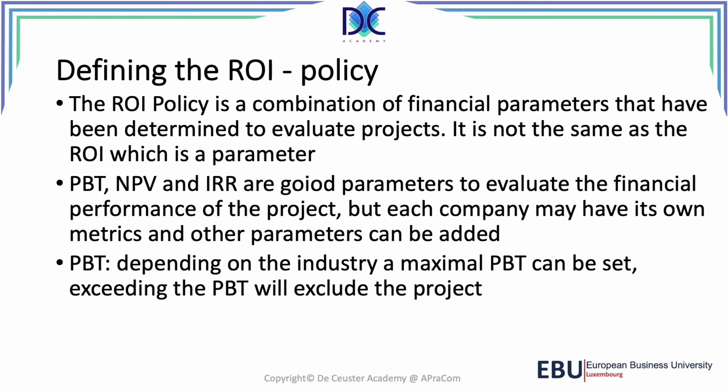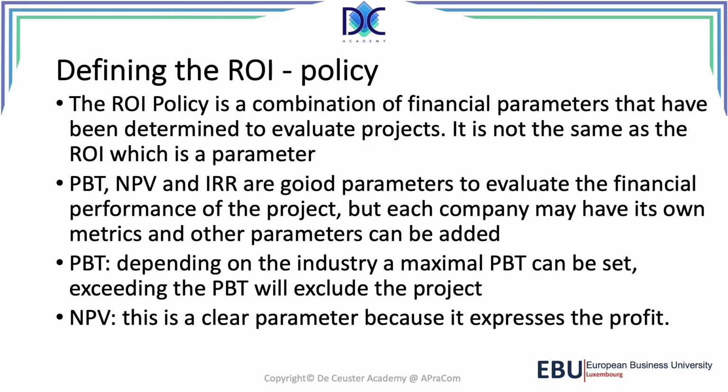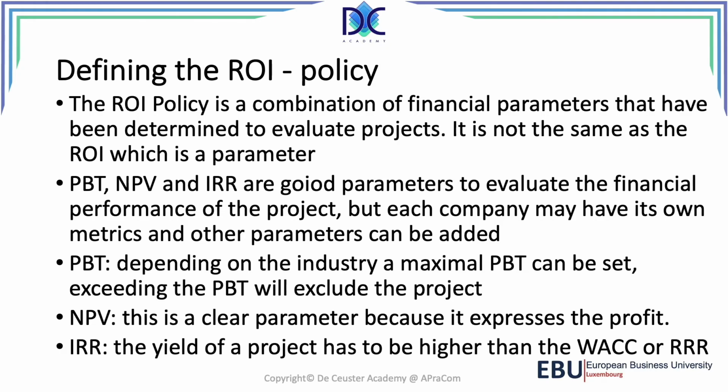Another element, when we look at it in detail: the PBT depends on the industry, and you can define a maximum payback time, and when your project exceeds the payback time, we will exclude the project. The net present value, well, this is very clear. It has to be larger than 0 because it's about the profit. The NPV is the expected profit of your project. And the last parameter, the internal rate of return, is the yield that your project will generate. And like I said before, the yield or the IRR has to be higher than the WACC or the RRR.